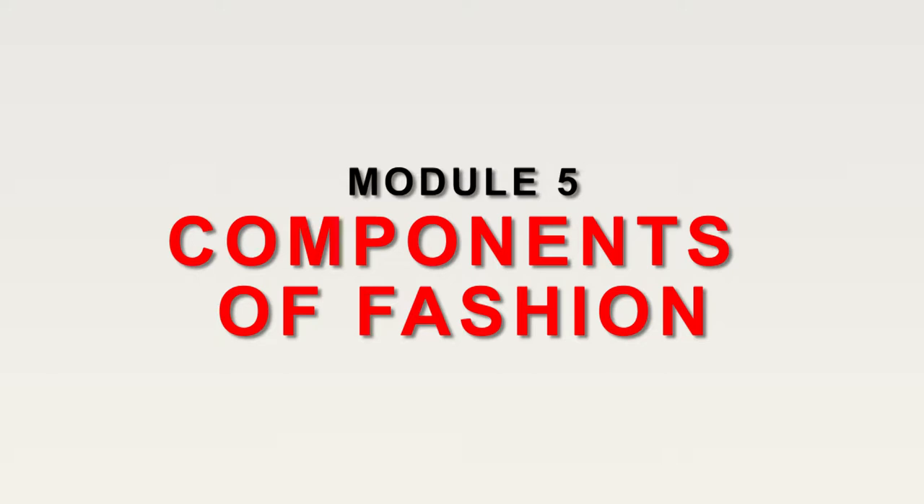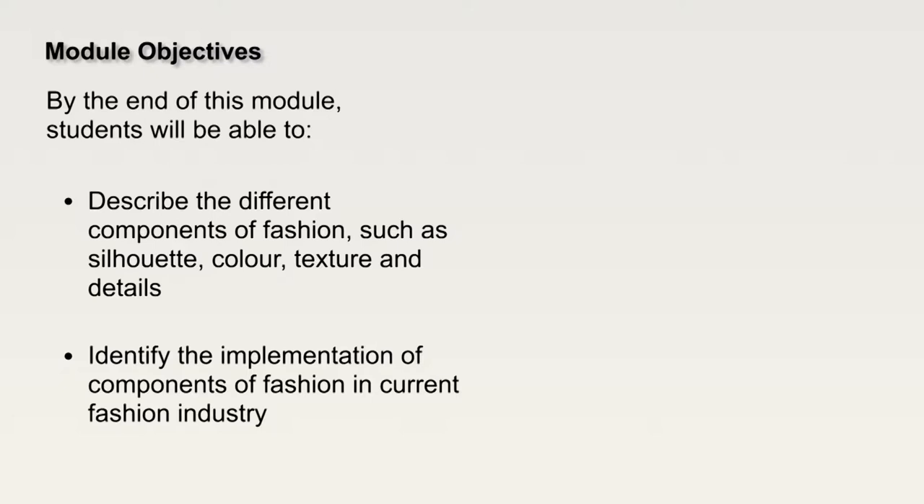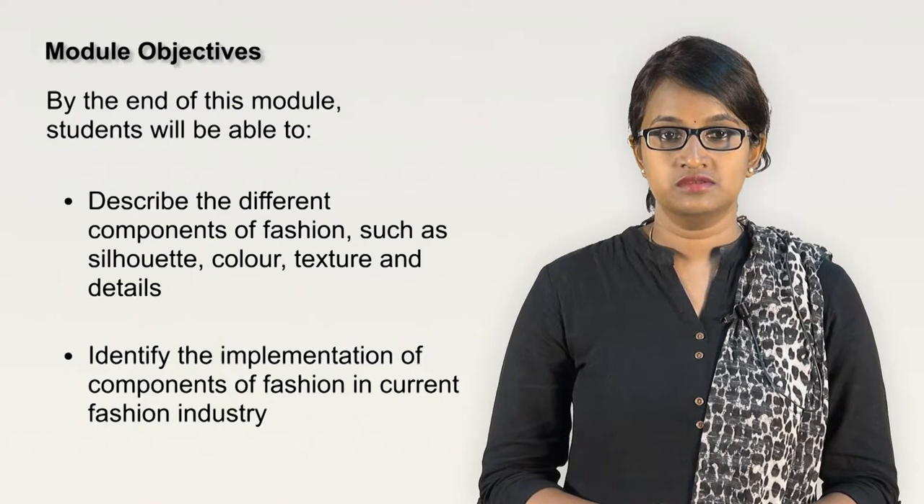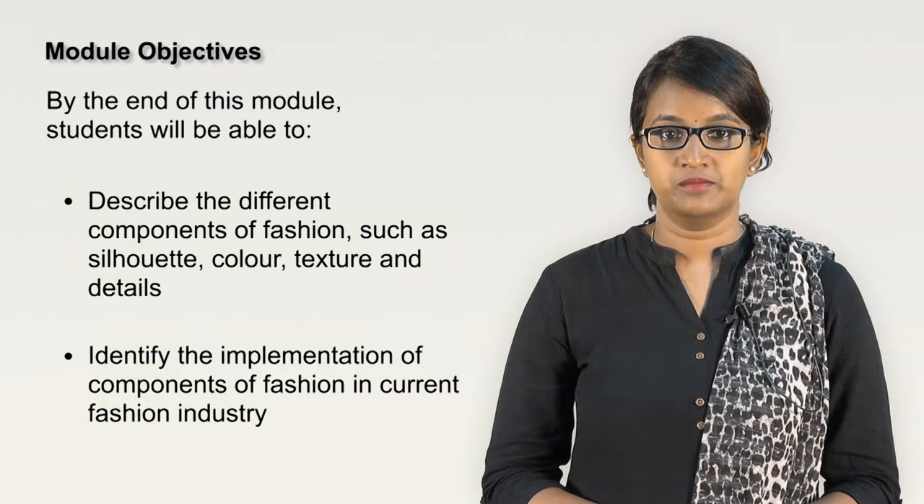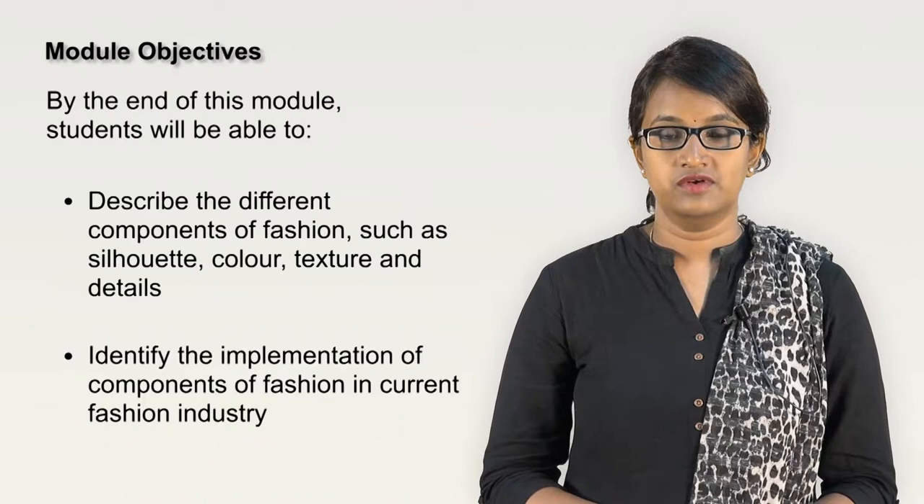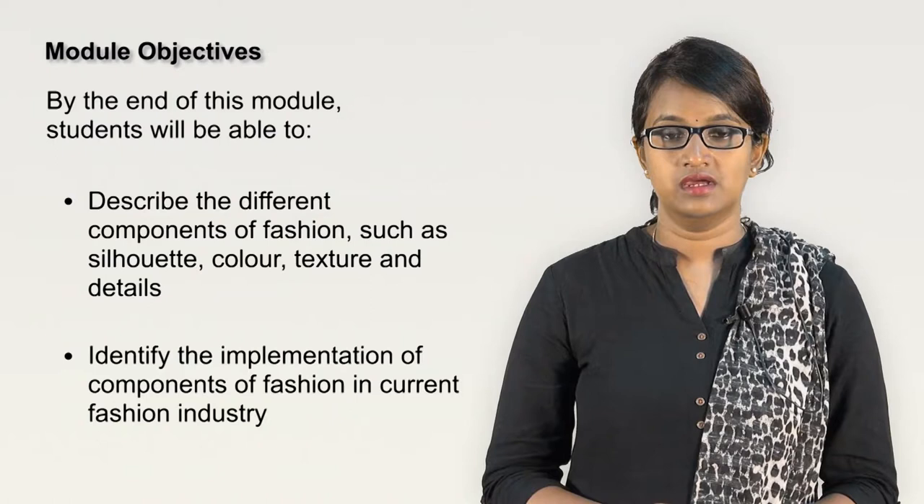Unit 2, Module 5, Components of Fashion. Unit Objectives. By the end of this unit, students will be able to describe the different components of fashion such as silhouette, color, texture, and details. Also, identify the implementation of components of fashion in the current fashion industry.